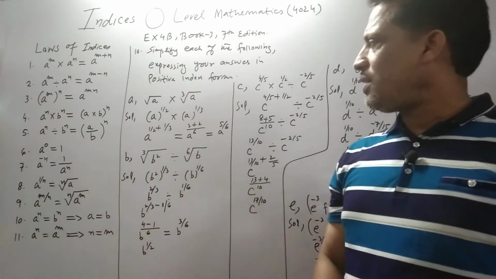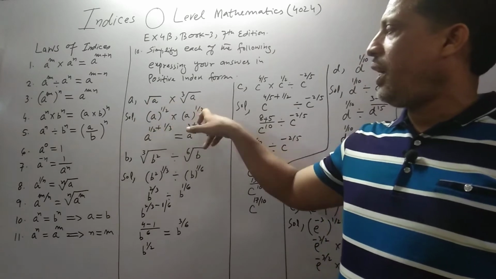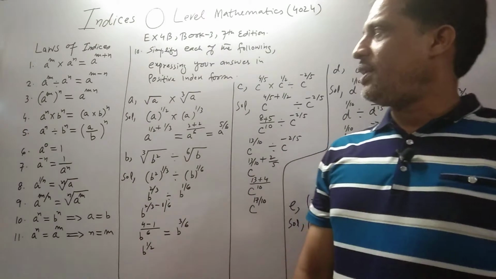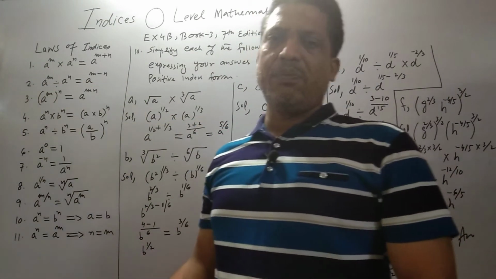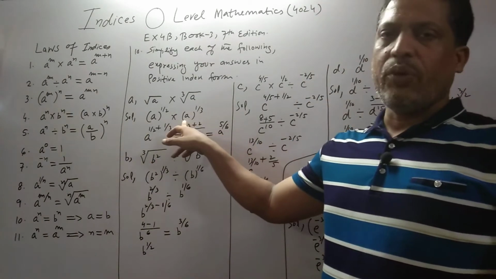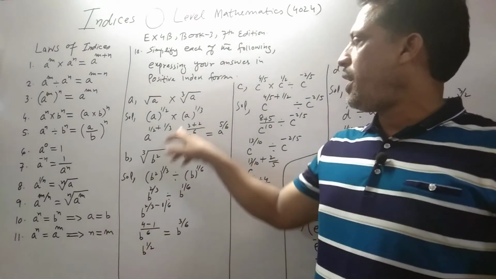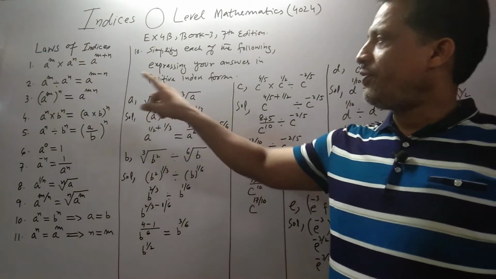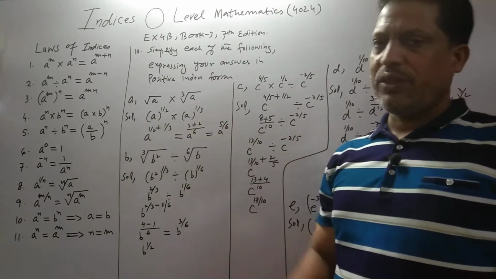The second one is, see the second step, A to the power 1 upon 2 multiplied by A to the power 1 upon 3. See law number 1. What is law number 1? If bases are the same, then powers must be added. So A and A both are the same. Here A's power is 1 upon 2, here A's power is 1 upon 3. So apply the first law of indices, A to the power 1 upon 2 plus 1 upon 3.